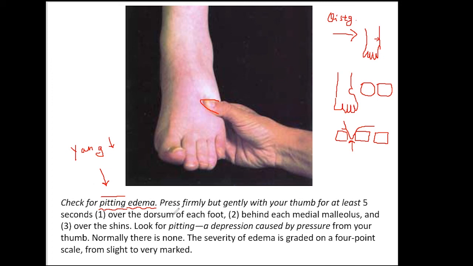So now we're checking for PT edema. Put the finger there, basically the thumb, pushing gradually a little bit harder, and holding about 5 seconds. It's not 5 minutes, just 5 seconds. You can hold 5 seconds or maybe 10 seconds, but not necessarily too long.